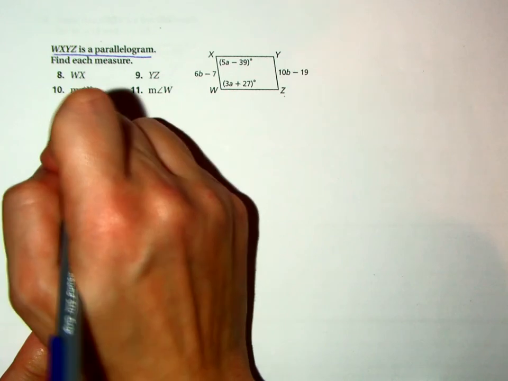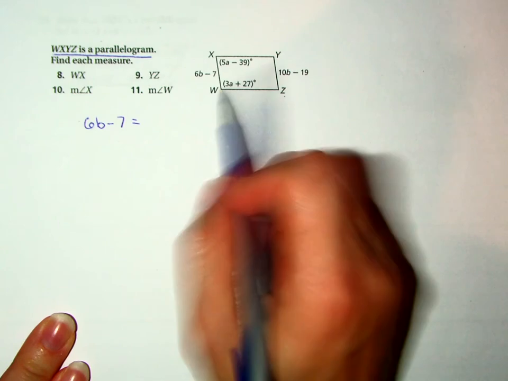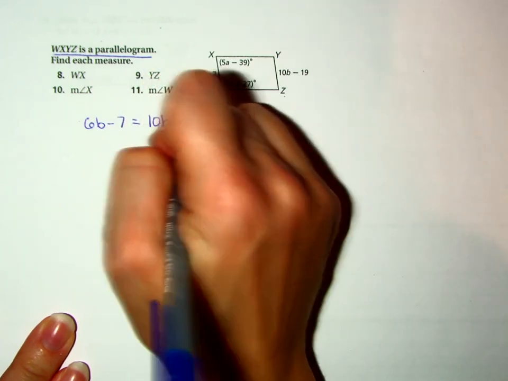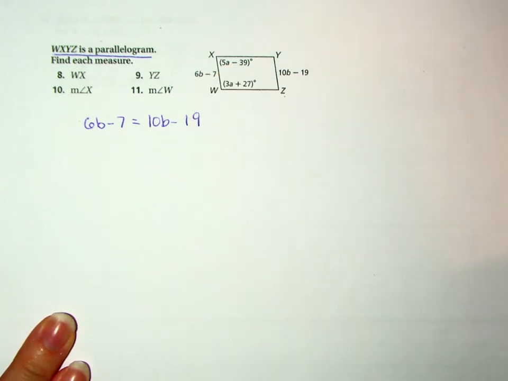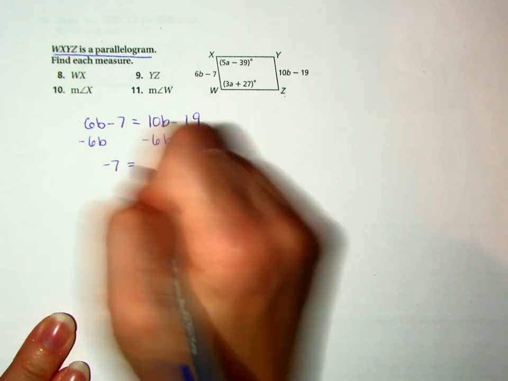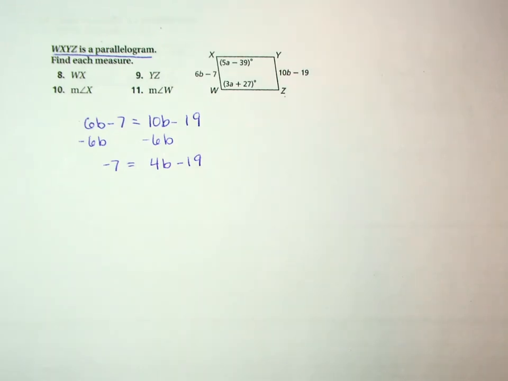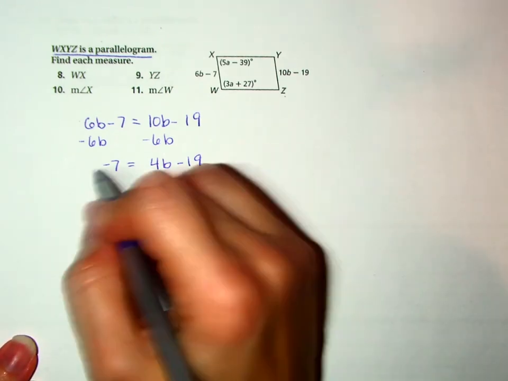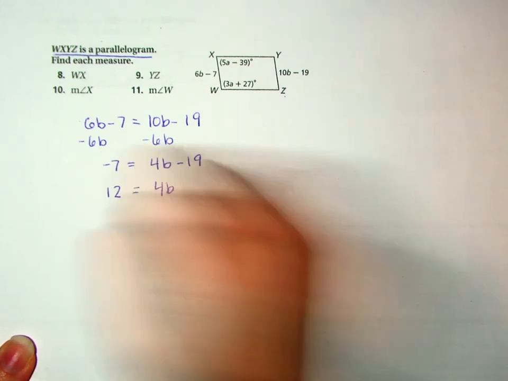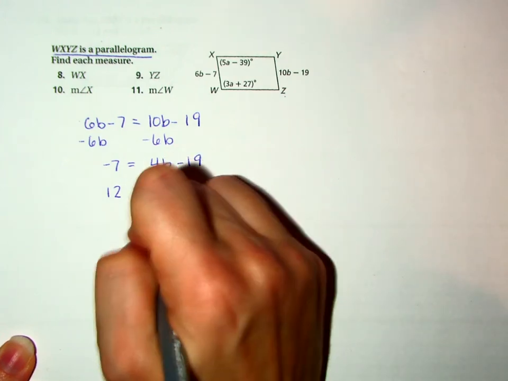So in order to solve this, I'm going to go ahead and do 6b minus 7, which represents WX, and set it equal to the side that it's congruent to, the 10b minus 19. And now we're going to solve this equation. If I subtract 6b from both sides, I'm left with negative 7 is equal to 4b minus 19. And then what do I do to both sides? Well, I'm going to add 19 to both sides. When I do that, 4b is going to equal 12. Then what do I do to both sides? I'm going to divide by 4. And when I do, b is going to equal 3.